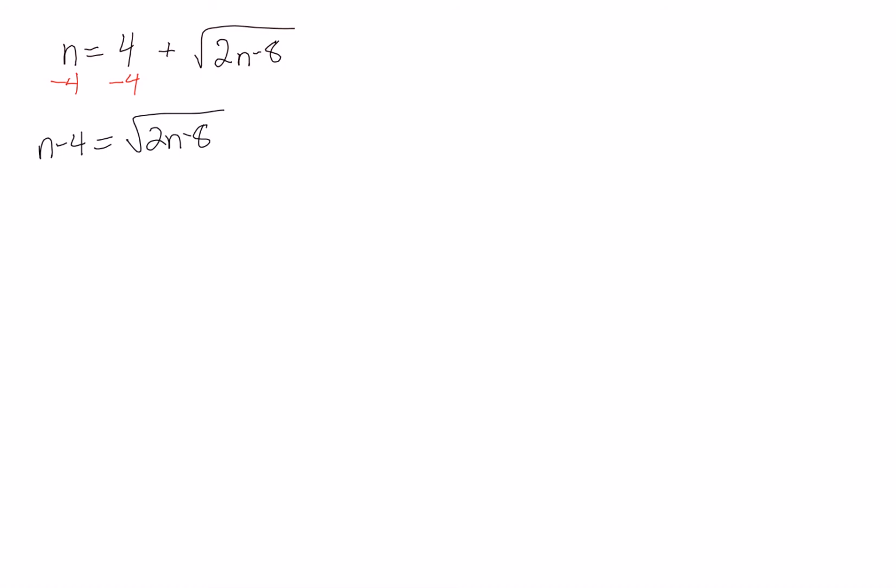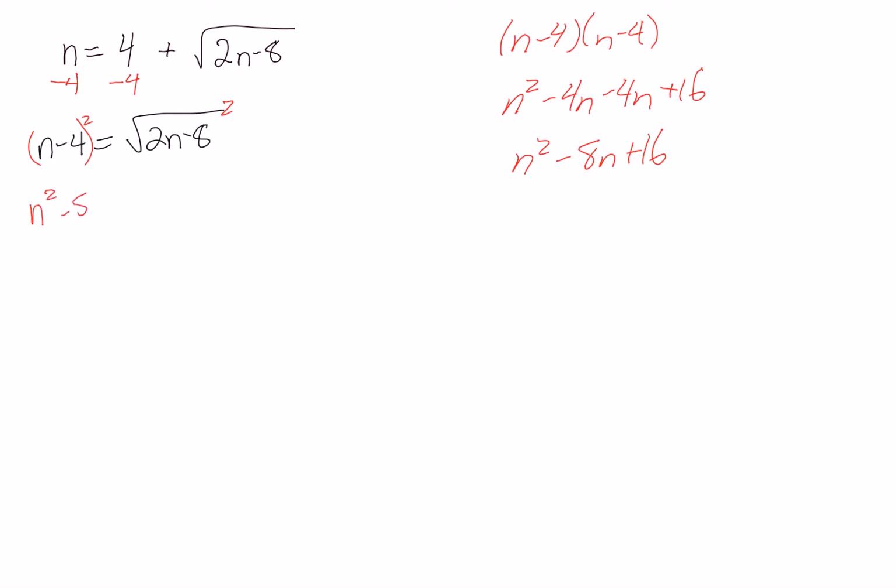Now when we square both sides, this is where you run into the problem. We square the square root, that's good, but now when we square this side, we have to square the whole thing. So on that side, we have n minus 4 times n minus 4. If we FOIL that out, we have n squared minus 4n minus 4n plus 16, and we can simplify that to n squared minus 8n plus 16. So that's what the whole left side is going to equal. And on the right side, we just get 2n minus 8.